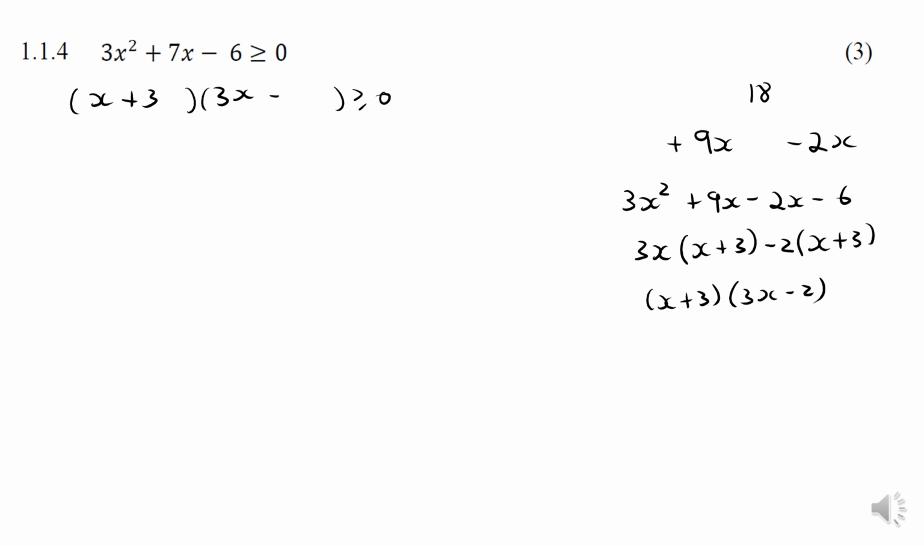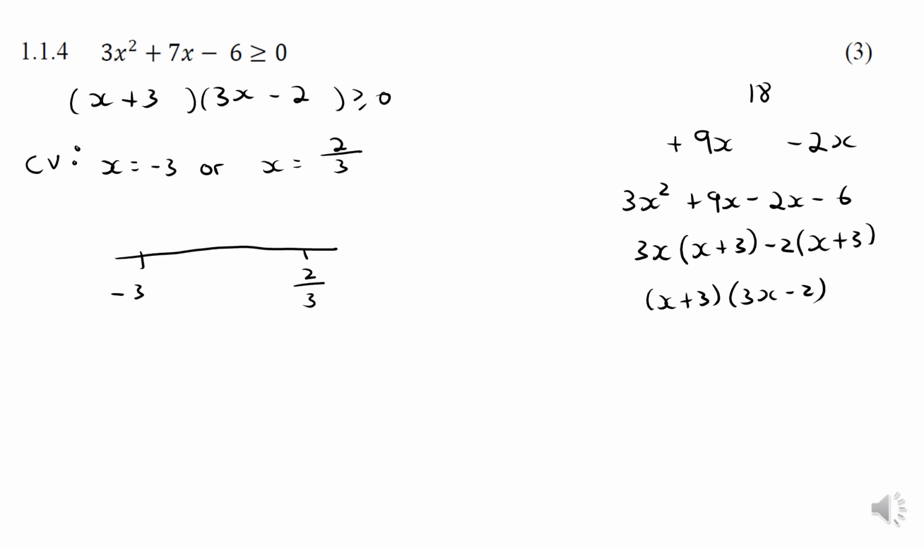3x minus 2. From here I have my critical values, that being x is equal to negative 3 or x is equal to 2 over 3. If I were to draw a sketch to see how my notation is going to look like, it's going to be negative 3 over here and 2 over 3 over here. So this parabola basically is telling you that in the middle of the two, it's negative values, and off to the side, you will have your positive values.